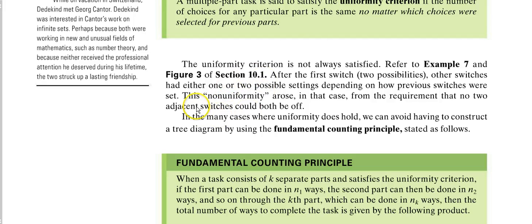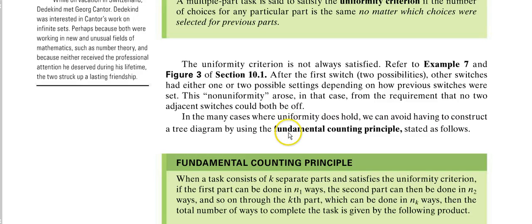So we get, and a key word here is non-uniformity, in the case where they do set requirements and say no 2 adjacent switches could both be off. So they're putting qualifiers on there. So that would be not uniformity, but non-uniformity. Which leads us to not having to make these charts and trees.